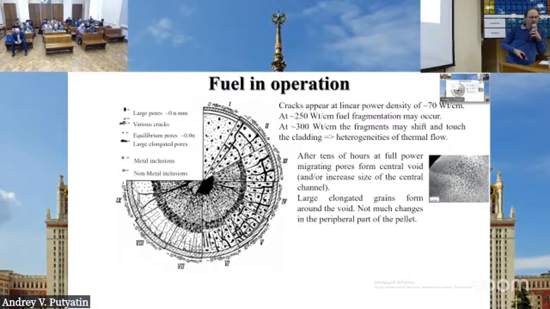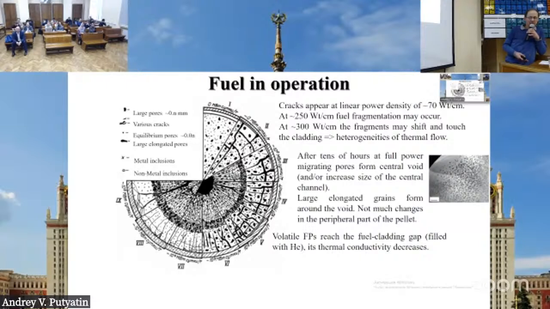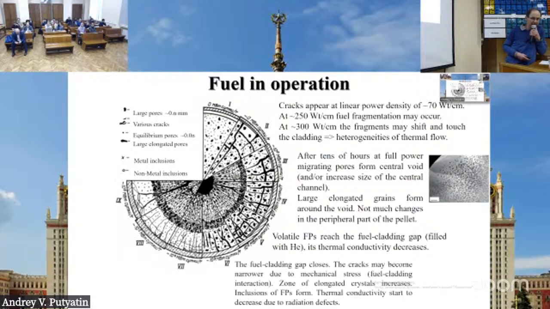But then you may have power ramps up. You can stop the reactor for some reason, and switch it on again. So the pellets start to crack and behave in a complex way. At a certain point, when you have a sufficient amount of volatile fission products, they start to reach the fuel cladding gap, which was initially filled with helium, and this also influences the temperature and the thermal conductivity. So again, you have another factor which influences operation of the reactor.